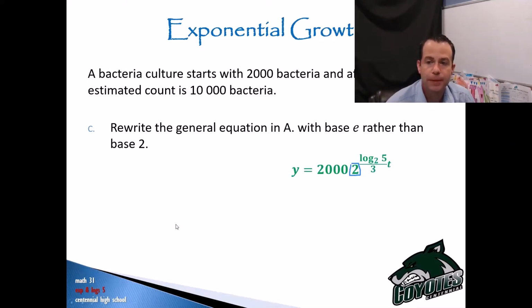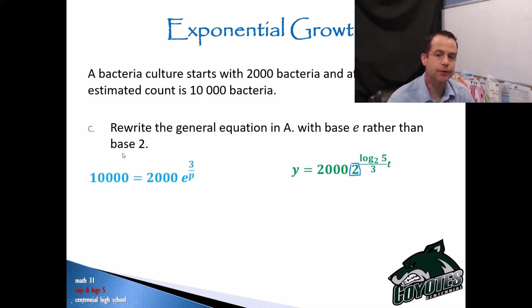Let's just think about P for a second. We're going to go back to the original equation. We've got 10,000 equals 2,000 times E to the 3 over P. So what I've done is, instead of saying it's 2 in the original equation, instead of calling it a doubling time, I'm saying my rate is E. And then I'm going to rearrange for P, just like I did with the original equation.